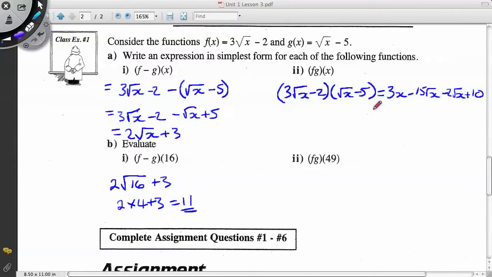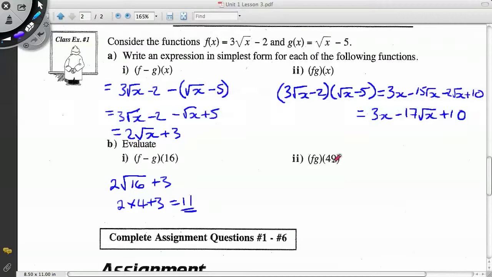Okay, let's simplify this. That's going to equal 3x. And we've got basically negative 17 root x plus 10. That's basically as simple as it goes.